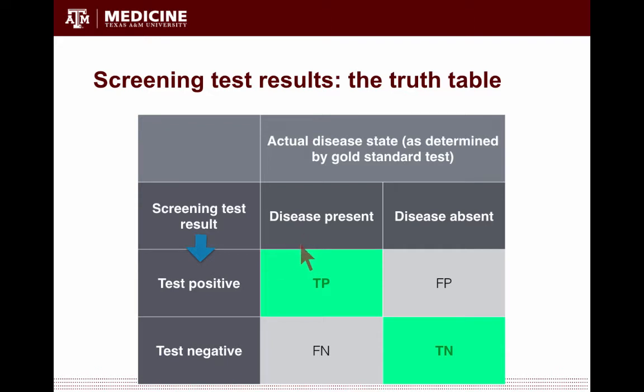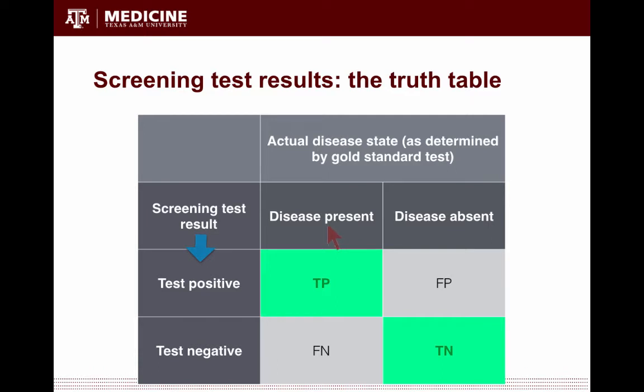The correct test results when disease is present are referred to as true positives. So this would be a count of subjects that test positive for the disease when disease is actually present. Likewise, a true negative is when disease is actually absent and the test produces a negative result. So these counts in these boxes in a truth table would represent the accurate results of a test.